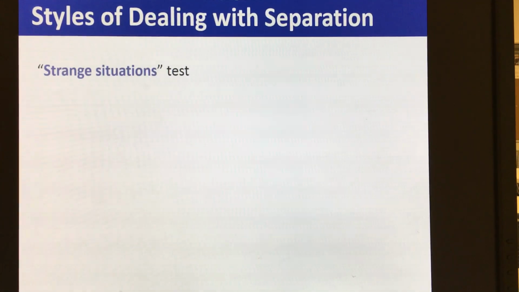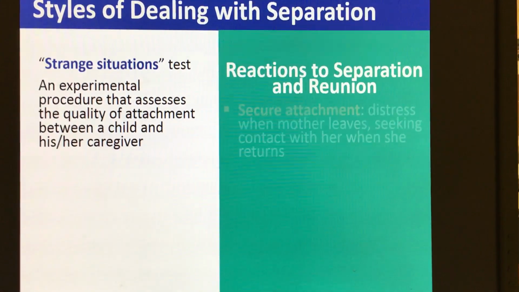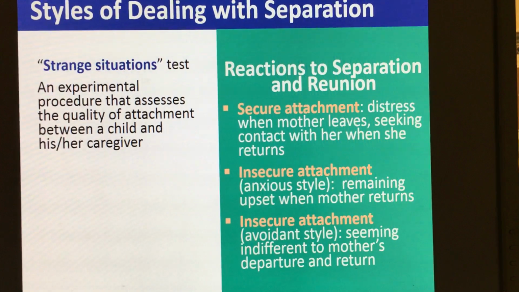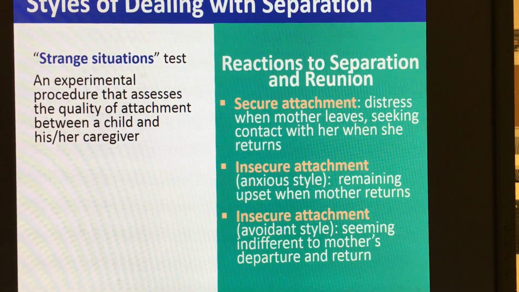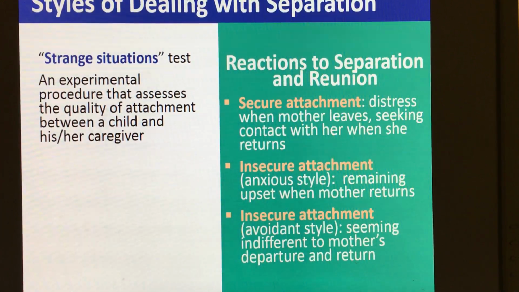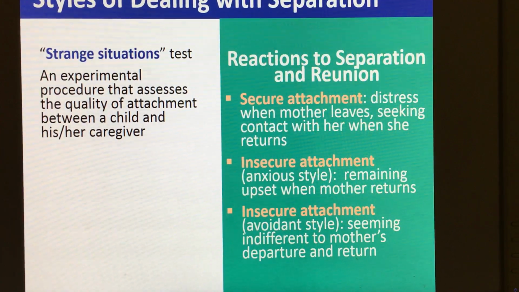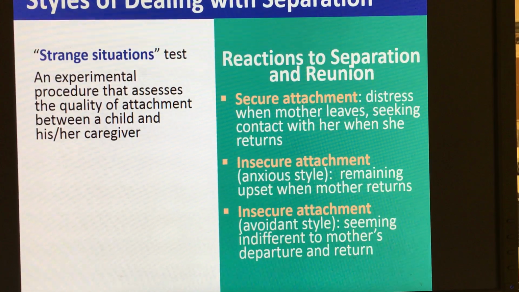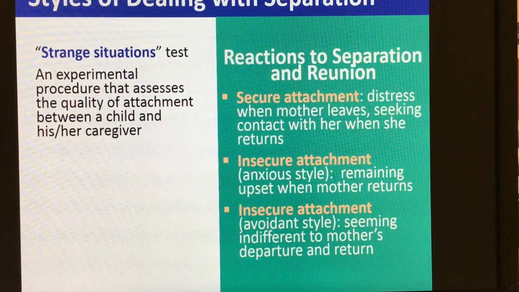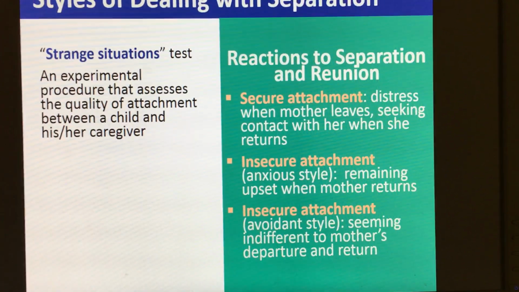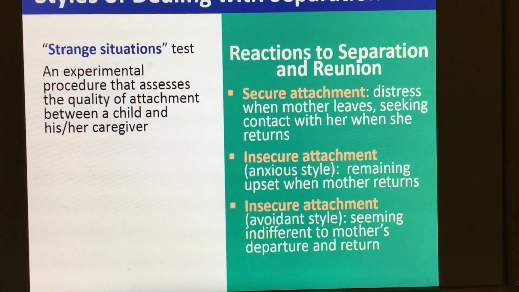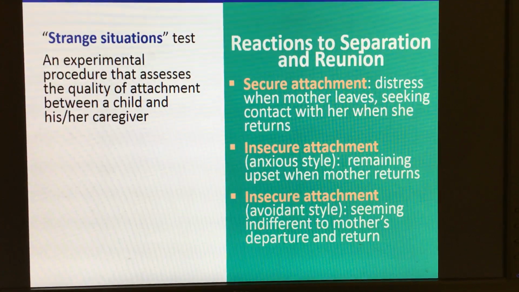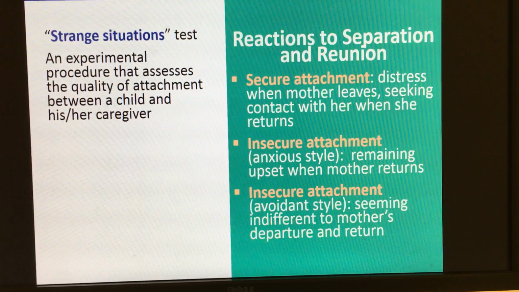And so we have something called the strange situation, which is basically an experimental procedure that looks at the relationship, the quality of the attachment between a caregiver and a young child. The child is typically a toddler, maybe 12 or 18 months old. And what that shows is that there are actually different types of attachment. So what are we looking for in the strange situation? Well, this is how it works.